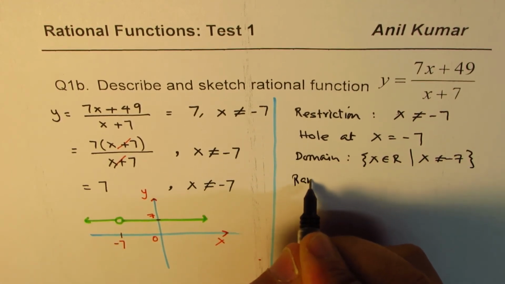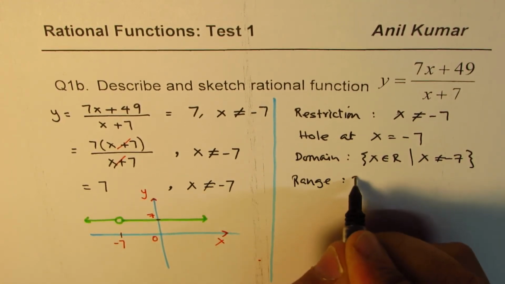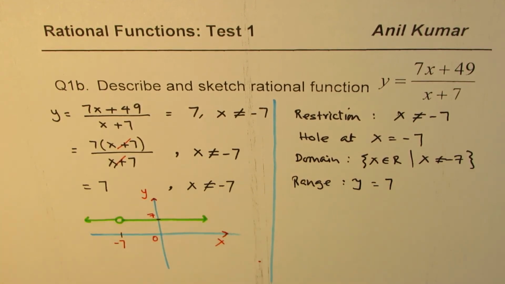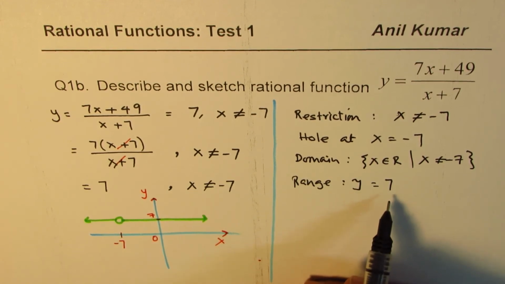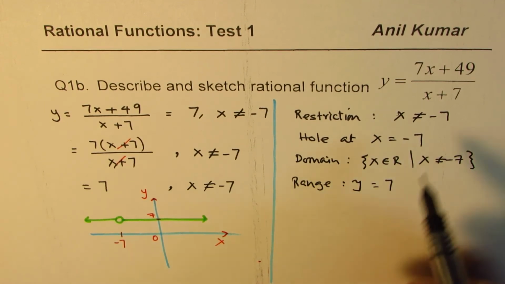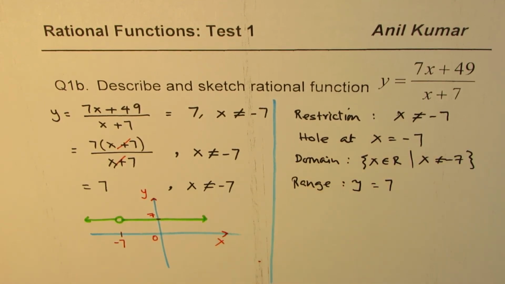How about the range? The range in this case is that y could only be 7. Do you see that? Y equals 7 is just a constant, right? So y could only be 7. It does not have any vertical or horizontal asymptotes. Do you see that? So that is how you could actually describe this function.